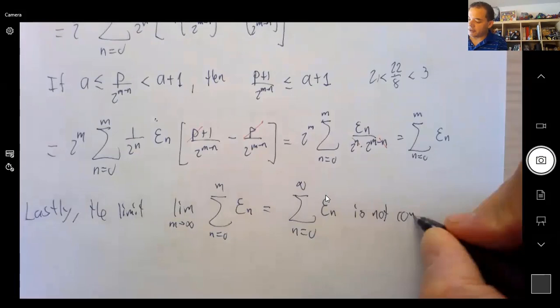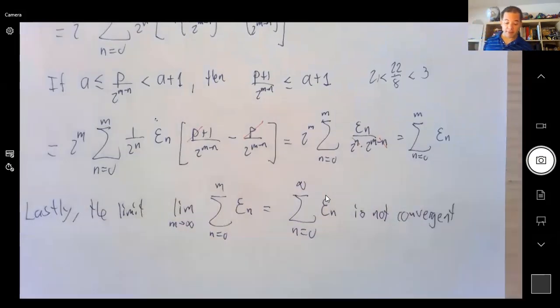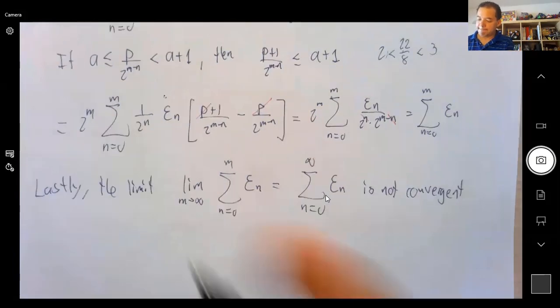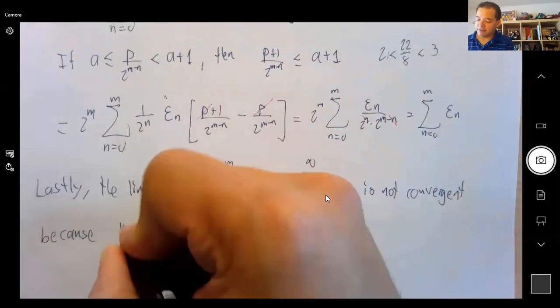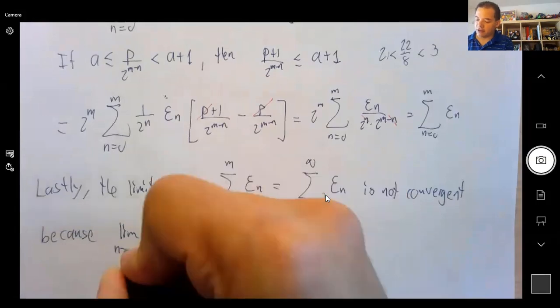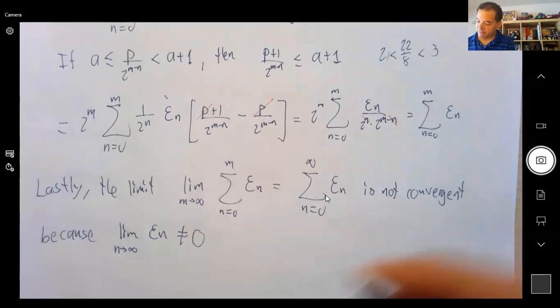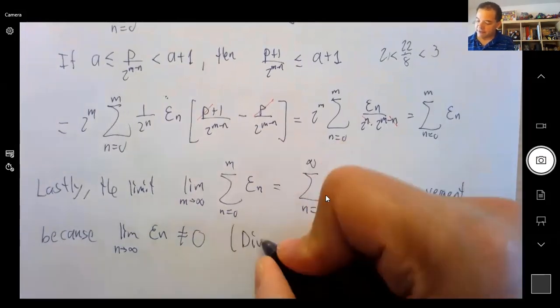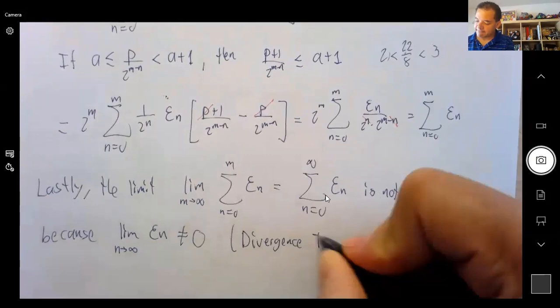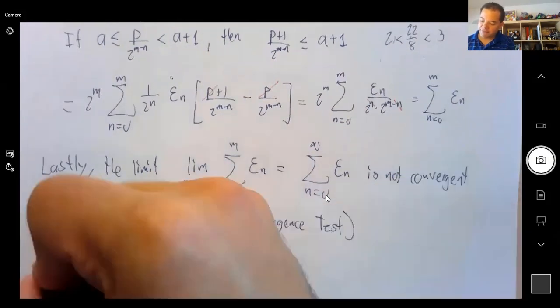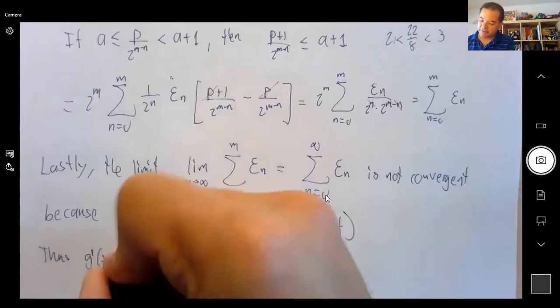Why is it not convergent? Well, by the divergence test. By the divergence test, because if you have a series that is convergent, the limit of the term should go to 0. Because the limit of epsilon n when n goes to infinity is not equal to 0. It cannot be 0 because it's either 1 or negative 1. This is the divergence test. So this shows that g prime of x does not exist.